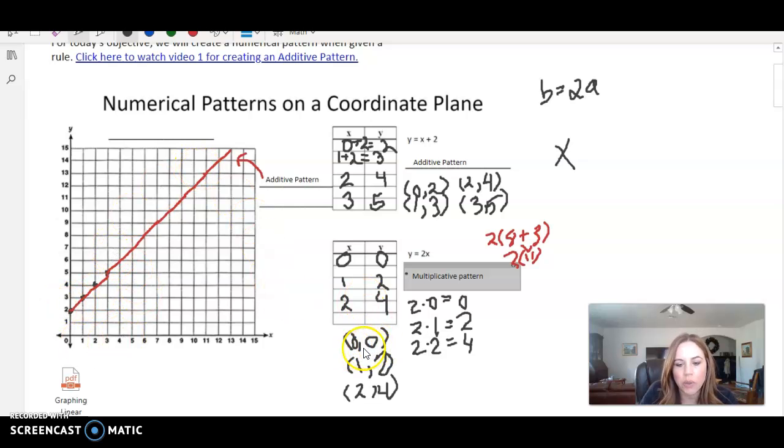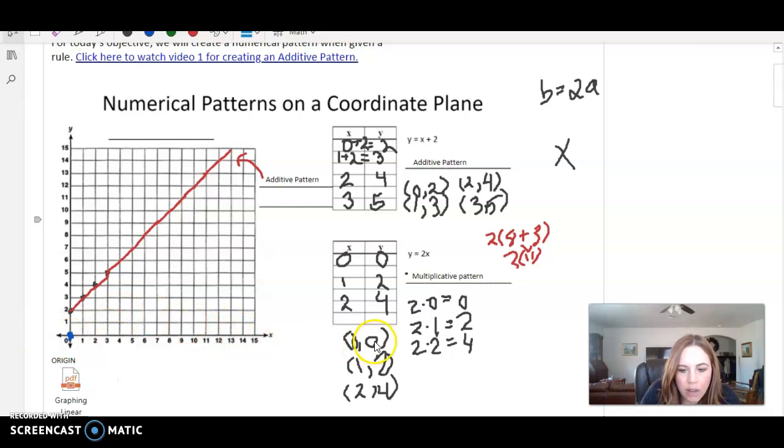Okay, let's start with (0, 0). Well, where is (0, 0)? That's a special place on the graph, isn't it? What is the special place where they intersect? What is that called? It's where it all begins, it's the origin.